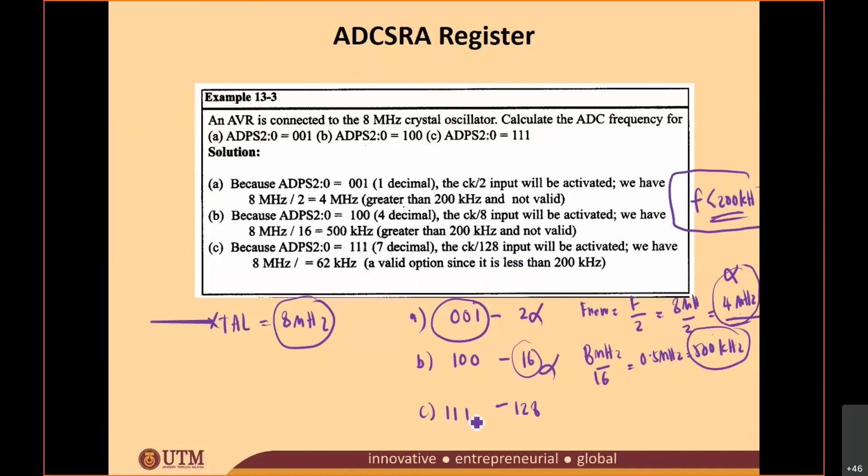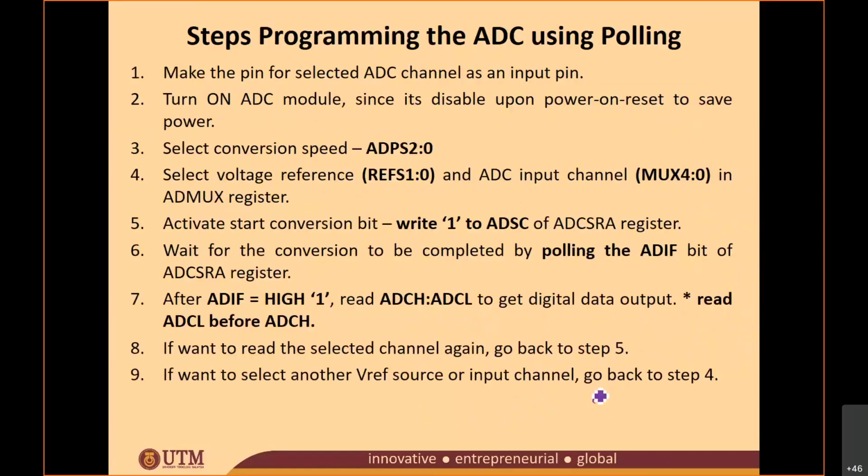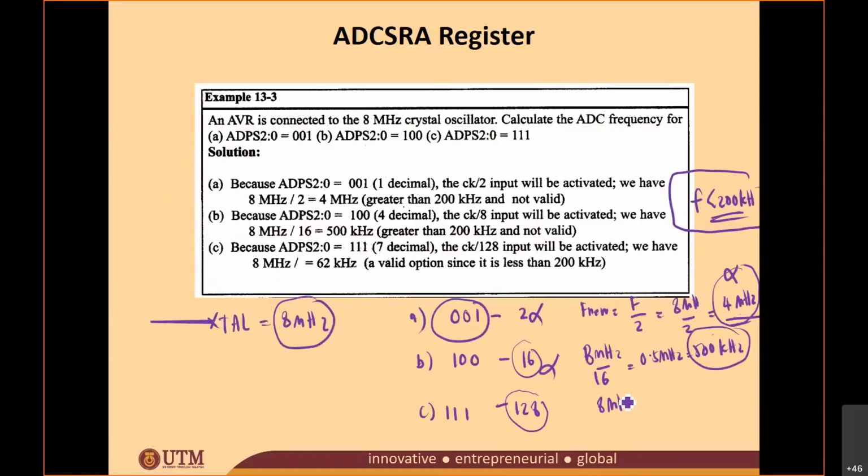Let's choose 128. So 8 megahertz divided by 128, you will get 62 kilohertz. Can you use this prescale? Yes, you can use this prescale. Why? Because this 62 kilohertz is lower than the target frequency. So you can use this one.